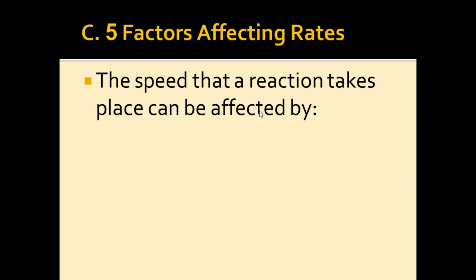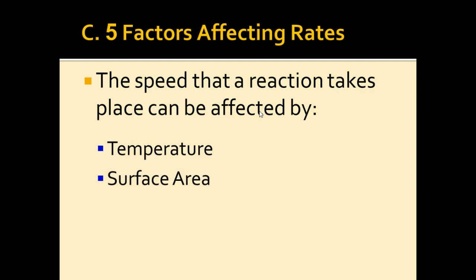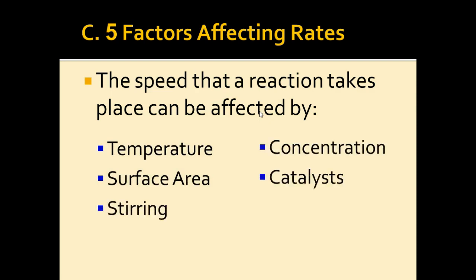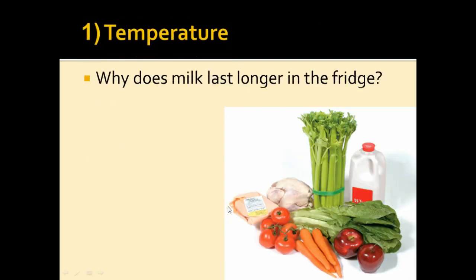And now we're going to talk about the 5 factors that affect the rate at which a reaction can take place. They're affected by temperature, surface area, stirring, concentration, and catalysts. So we're going to go through all 5 of these. Here we have temperature, and here's a good question that relates to this: why does milk last longer in a fridge?